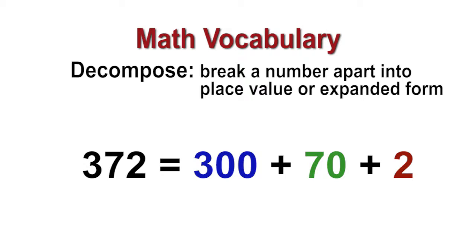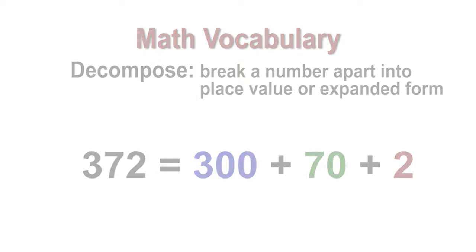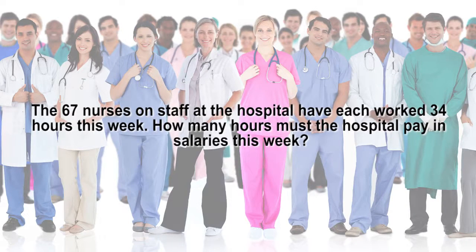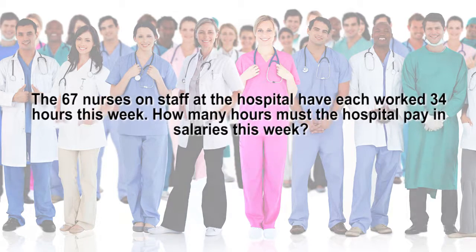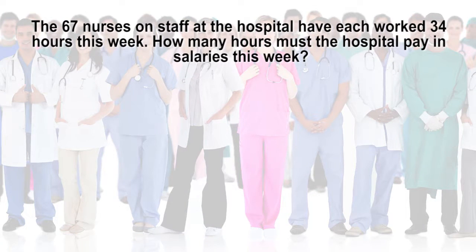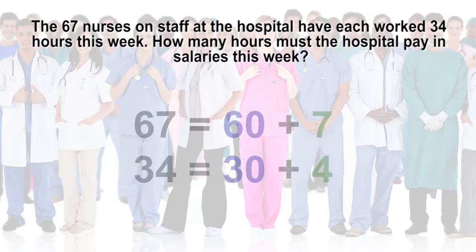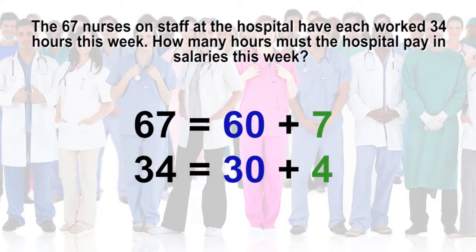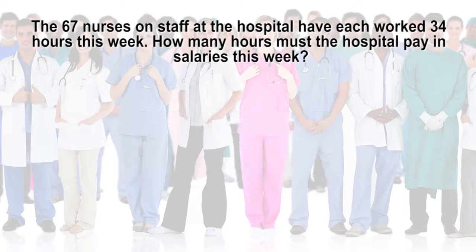Let's try solving a problem by drawing an open area model. The 67 nurses on staff at the hospital have each worked 34 hours this week. How many hours must the hospital pay in salaries this week? First, decompose both numbers into tens and ones. The 67 is 60 and 7 ones. The 34 is 30 and 4 ones.